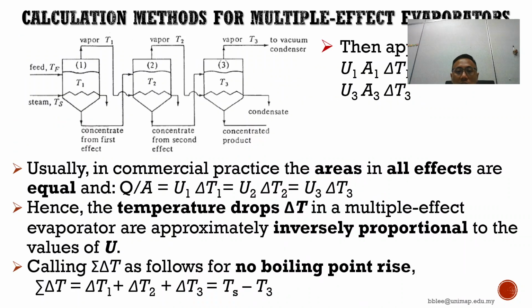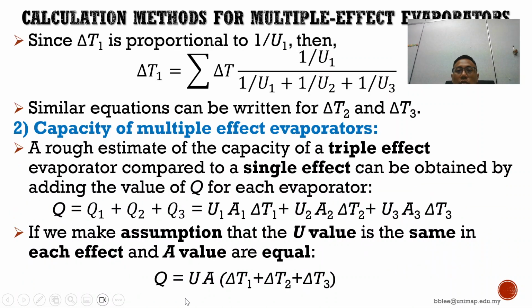You use this correlation here. So you have delta T2 equals U1 over U2 times delta T1. Delta T3 will be U1 over U3 times delta T1. Then you substitute all of these inside here, make everything in terms of delta T1, and then you rearrange. You should be able to get this correlation.